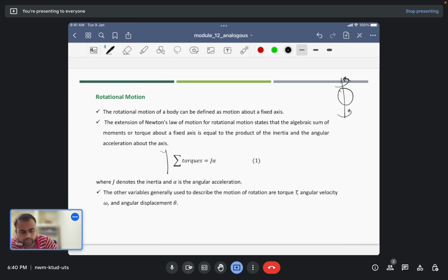Sum of all the torques is equal to J times alpha, where J is the inertia and alpha is the angular acceleration. So the other variables used will be the torque tau, angular velocity omega, and angular displacement theta. So if we draw an analogy to the translational motion, theta is the displacement, omega is the velocity, and tau is kind of a force in case of translational motion.